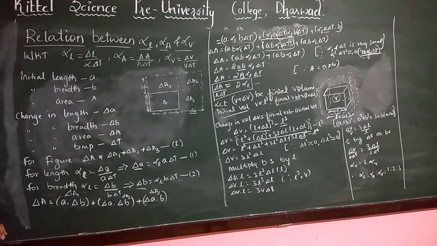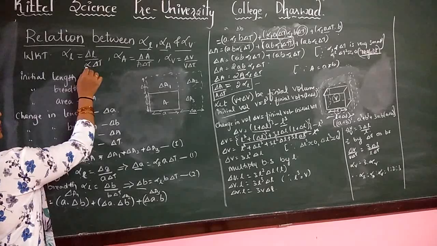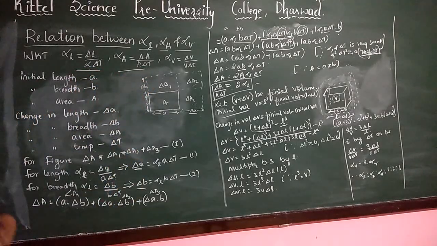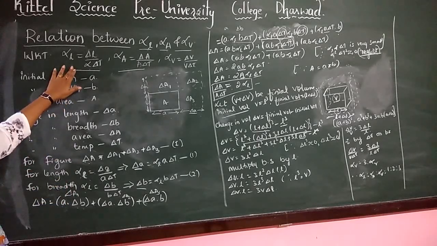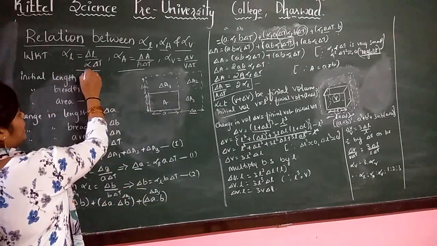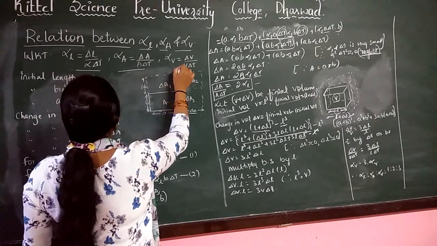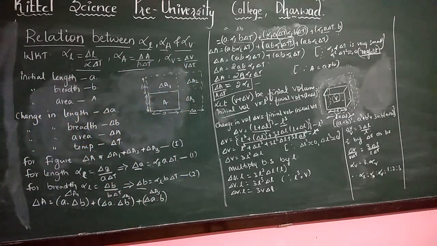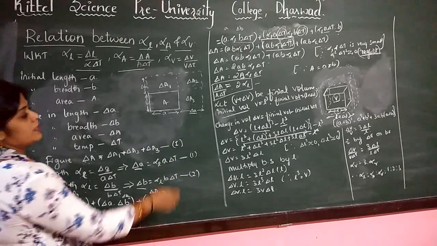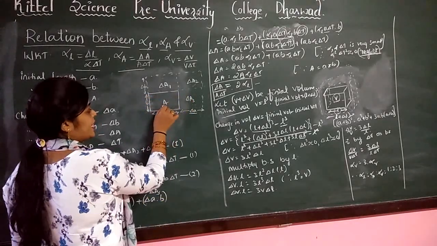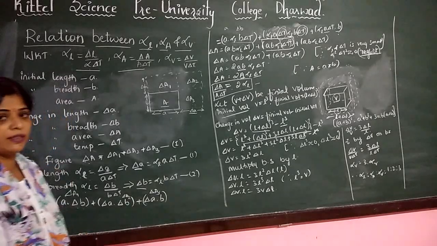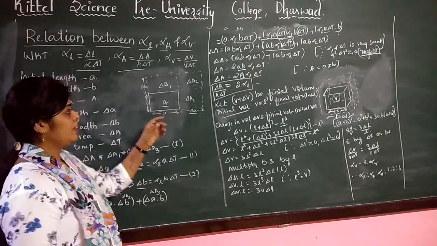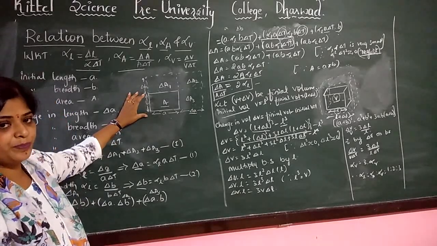First, we will derive the relation between the coefficient of linear expansion and area expansion. Then later on we are going to derive the relation between the coefficient of linear expansion and the coefficient of volume expansion. So let us consider a rectangular plate whose initial area is A. Its length is small a, breadth is small b.